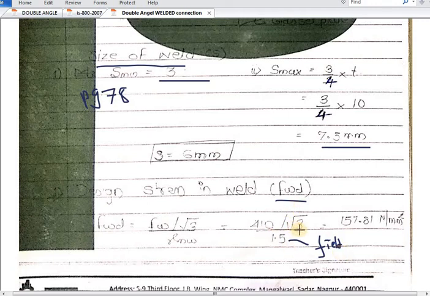So 410 divided by square root of 3 and divided by 1.5 comes to be 157.81 Newton per mm square. This formula we have taken from page number 79. So refer to page number 79 of the IS code.